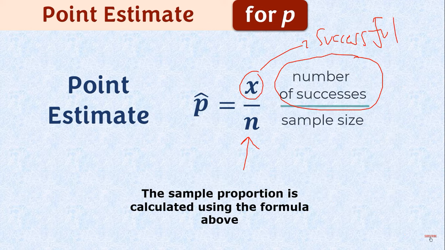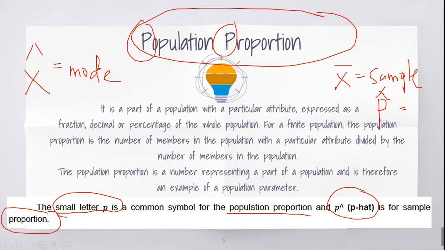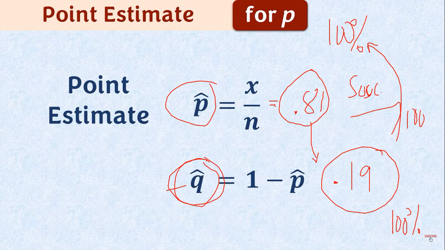Kasi sabi doon sa definition, could be a decimal, fraction or percentage. Kaya pare-pareho lang yung mga yan. O, diba? Ang dali lang tandaan. If it is p-hat, successful. Q-hat, that is the failure rate. Ilan yung bumagsak. So, parang ganun yung pagkaka meaning niya.